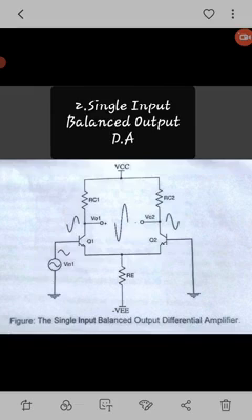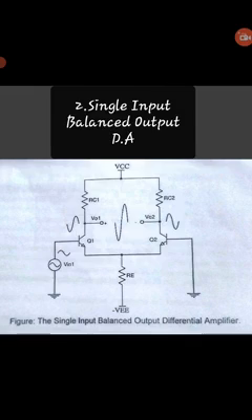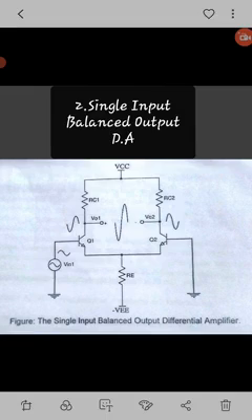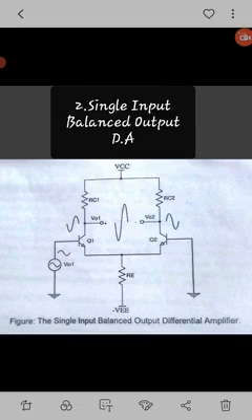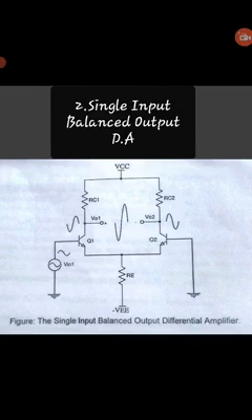This will give us a more amplified version of the output as it is combining the effect of both transistors Q1 and Q2. The gain AD is double that of the unbalanced output type. There won't be any unnecessary DC content in the balanced output, as the DC contents in both outputs cancel each other.